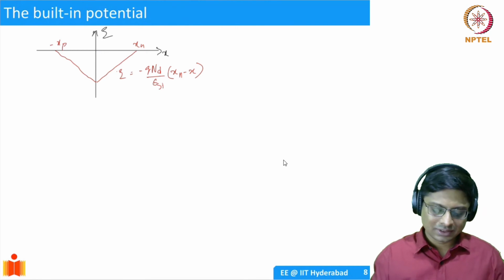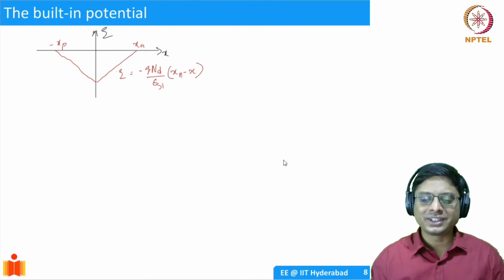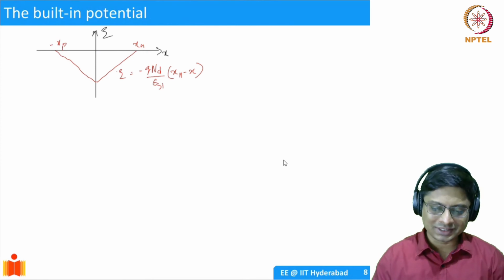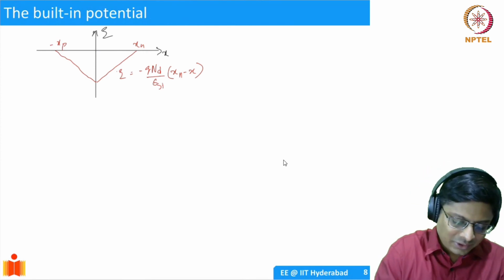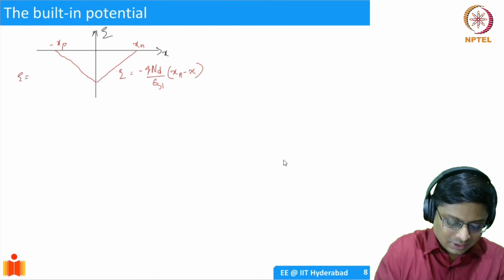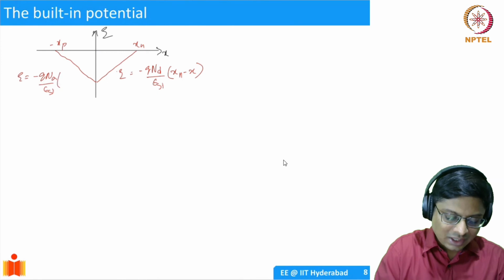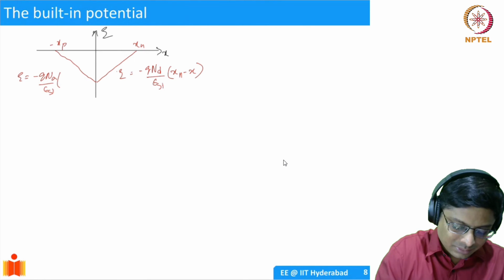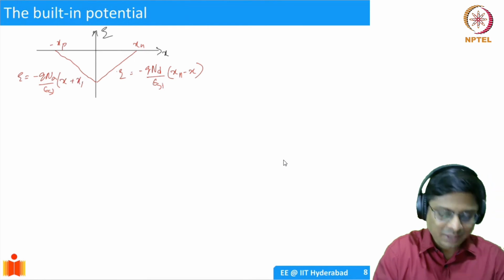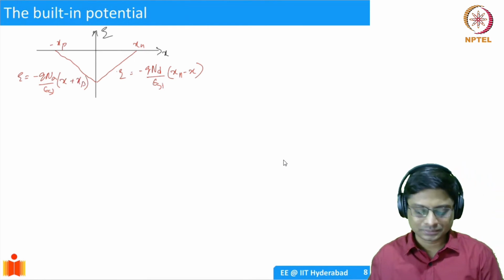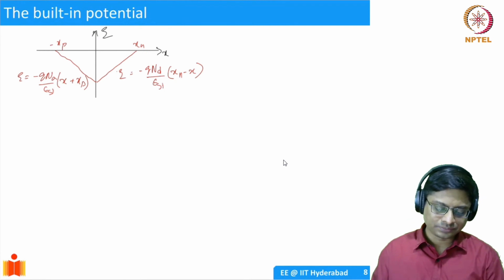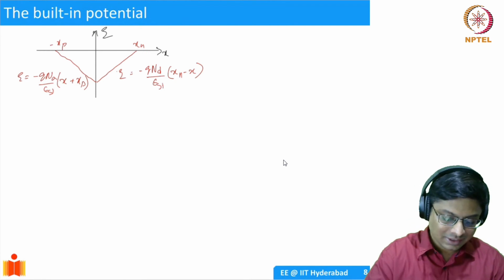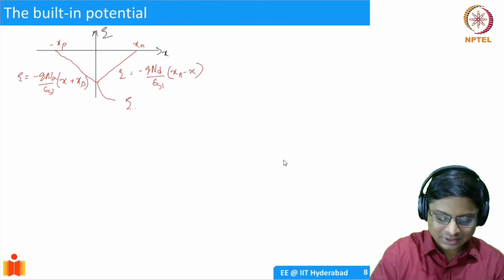Xn minus x. If you try to memorize these equations, it will be difficult, so I would advise you to simply think about it this way. What will be the electric field on this side? It is going to be minus Q NA divided by epsilon silicon times, now at x equal to minus xp, it's going to be 0. So it has to be x plus xp, so that whenever I put x equal to minus xp, it will go to 0. So these are the equations. What is the peak electric field? Let's call this E0, E at 0, the peak electric field.